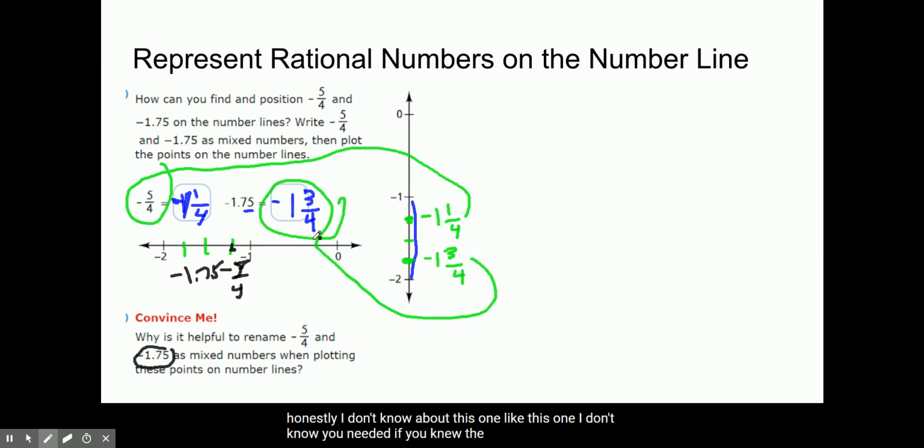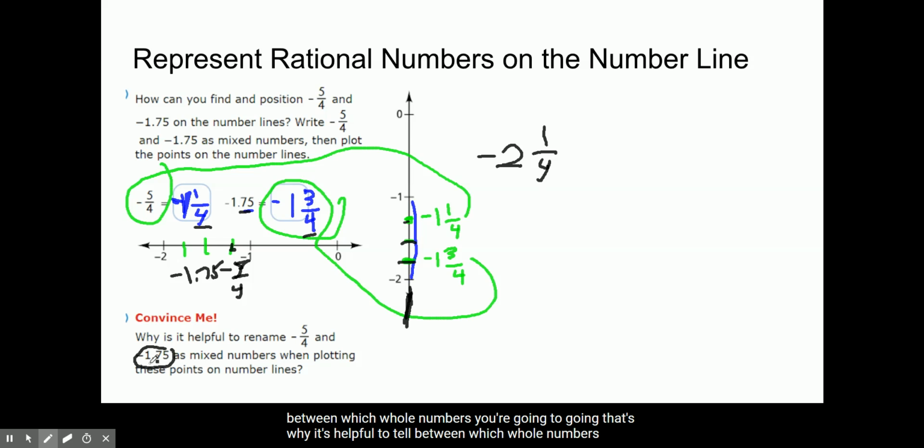If you knew the 75 hundredths or 3/4, it is helpful though to get the denominator of fourths, so you know what to split the space into. So that's helpful in terms of renaming this decimal as a fraction. And then the mixed number here helps you know, like, say this was 9/4. Well, if it was 9/4, it would be 2 and 1/4. So you'd have to know that to go back a little bit further, so you know between which whole numbers you're going. So that's why it's helpful to tell between which whole numbers, and then maybe how to partition that section so you can better place those numbers on the number line.